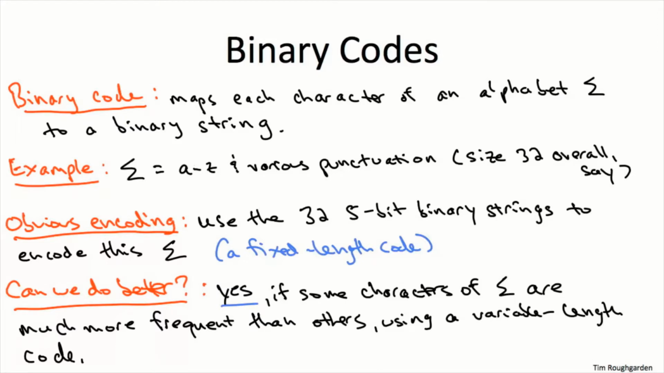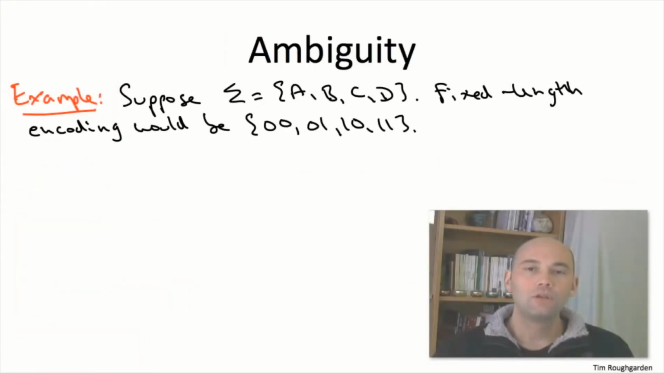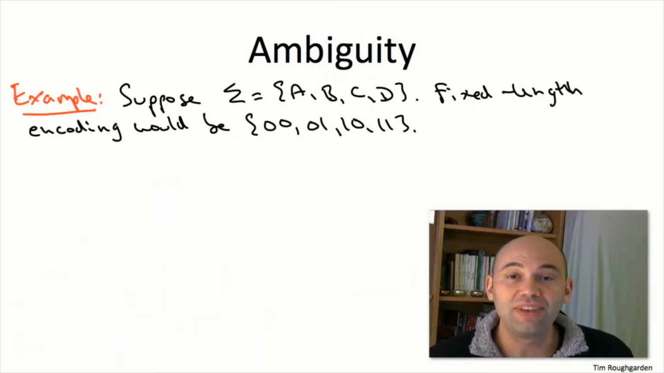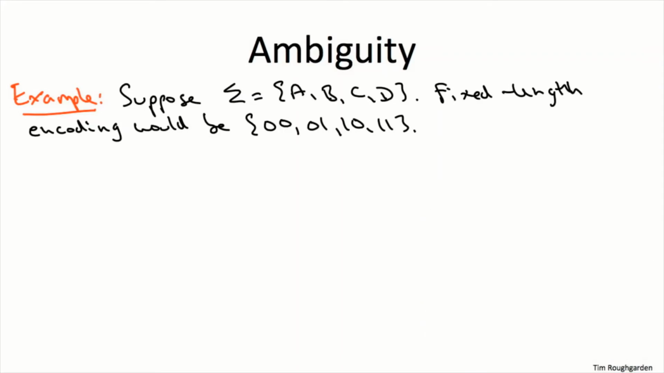And of course, as you know, compression, especially lossless compression like Huffman codes, is a good thing. You want to download a file, you want it to happen as fast as possible, so you want to make the file as small as possible. A new issue arises when you pass from fixed length codes to variable length codes. Let me illustrate that with a simple example. Suppose our alphabet sigma is just 4 characters, A, B, C, D. The obvious fixed length encoding of these characters would just be 00, 01, 10, and 11. Well, suppose we wanted to use fewer bits and we wanted to use a variable length encoding.